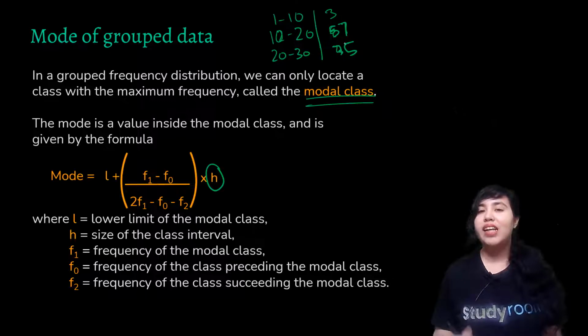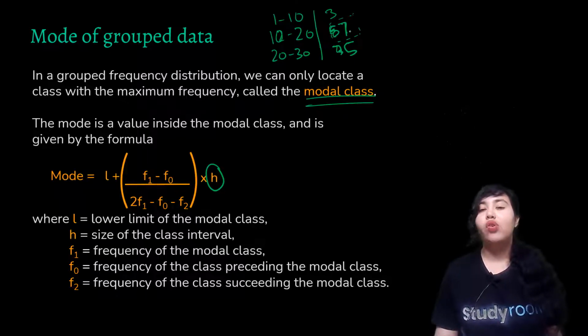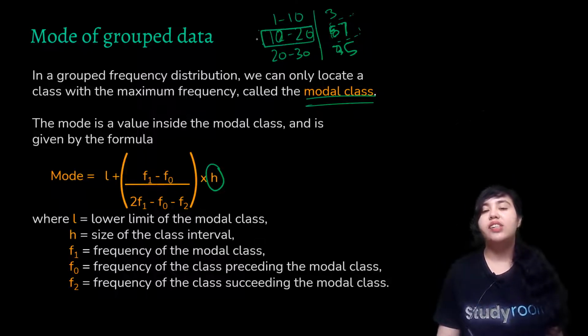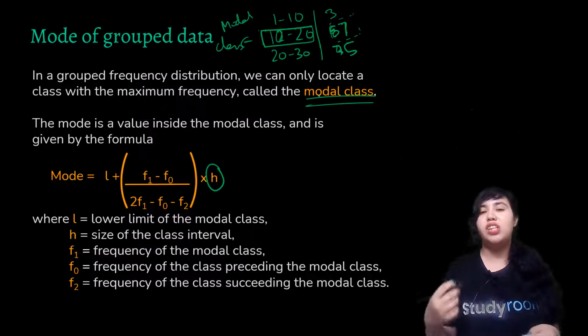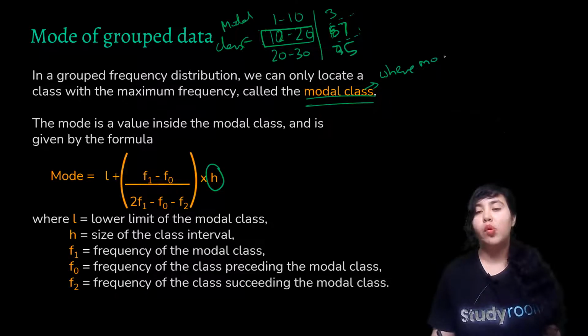Now spot the maximum frequency, that is 7. Now corresponding to this maximum frequency, whichever class interval you are having, this class interval is called the modal class. So it is the class where the mode is potentially present. That is the class with maximum frequency where the mode is likely to be present. So that class is called the modal class.